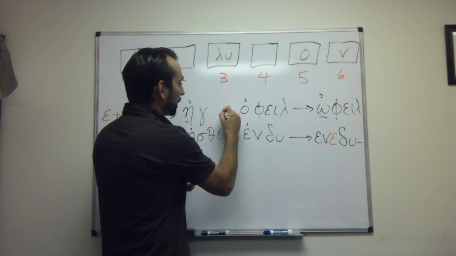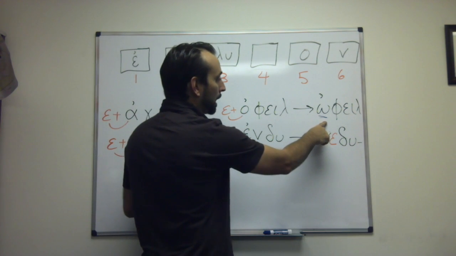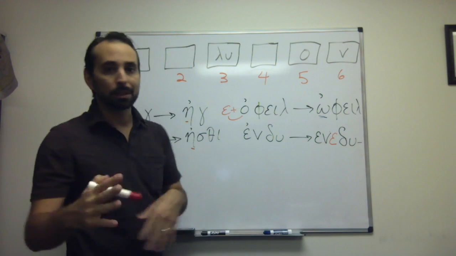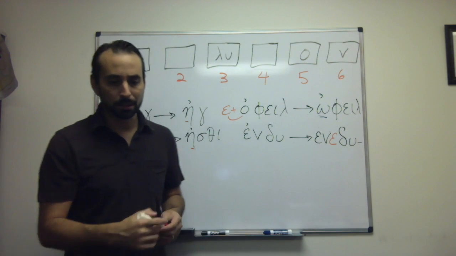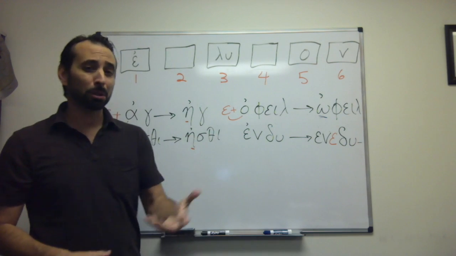When I add that augment to it, these two are volatile. They're going to come together and lengthen to an omega. Okay, so he gives you a number of examples. I didn't go through all of them, but you look at pages 193 and 194. He gives you a number of examples just basically to say, hey, you learn a vocabulary word.